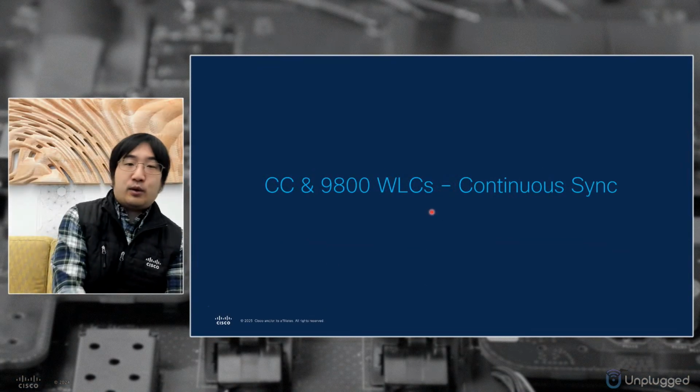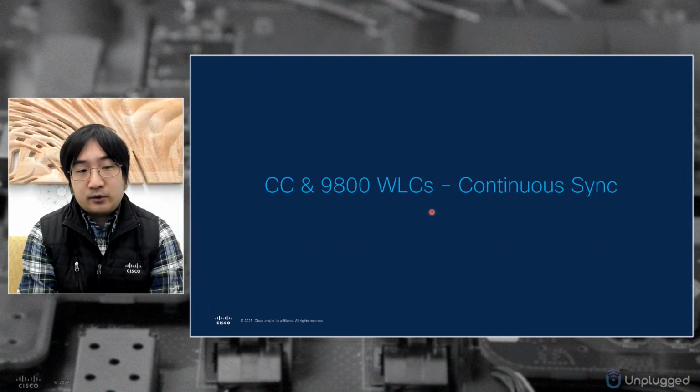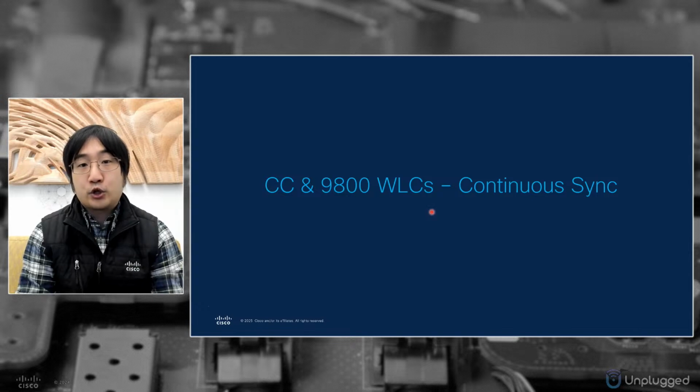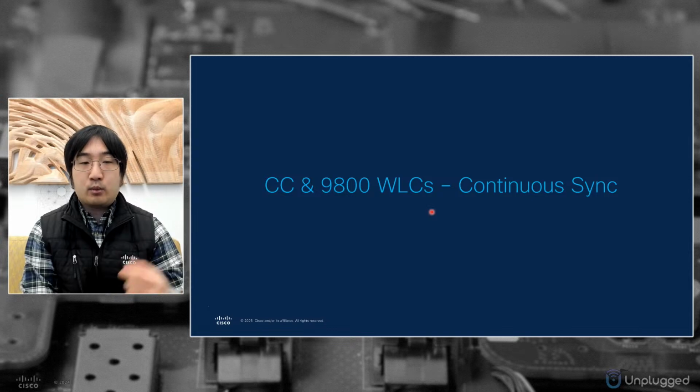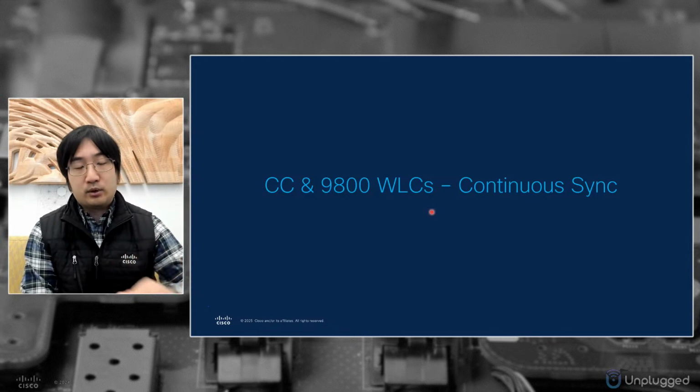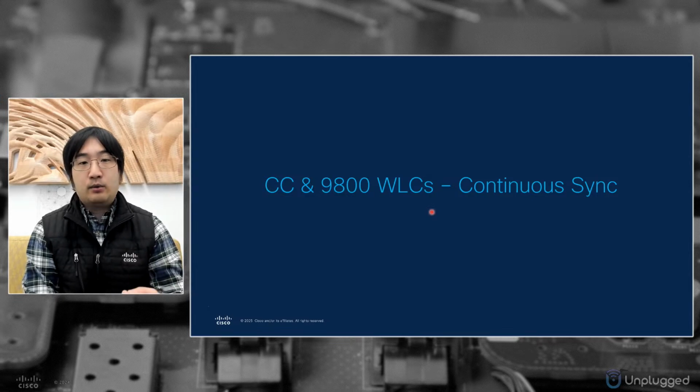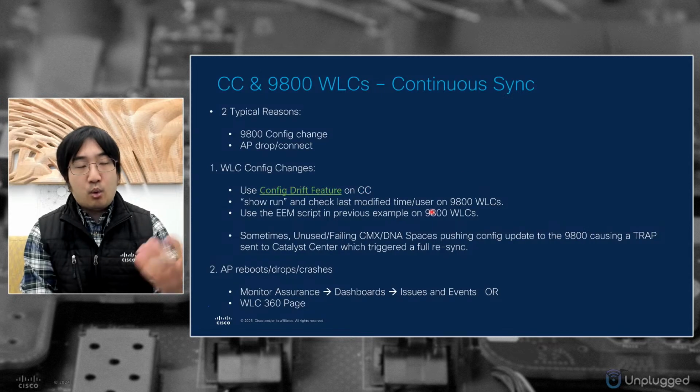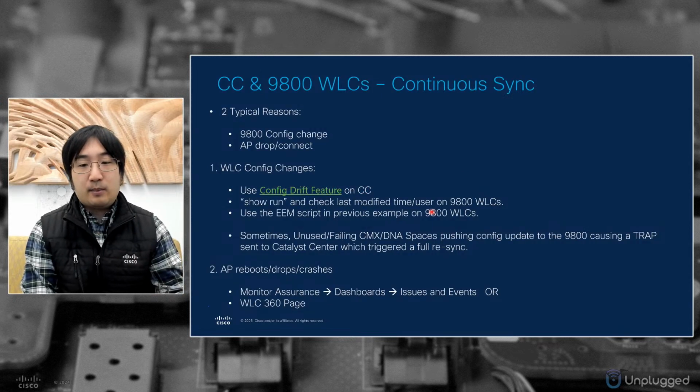So for those of you that run the 9800s and Catalyst Center for assurance, you have probably run into an issue where the wireless LAN controller will be in a continuous sync state, perpetually resyncing over and over and over. And now all of a sudden you notice my APs aren't showing up in inventory. Why don't I get assurance data? My client count cannot be correct.